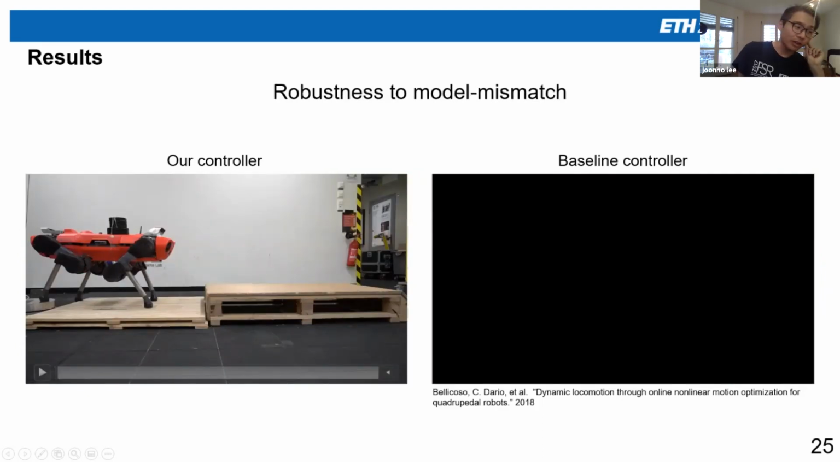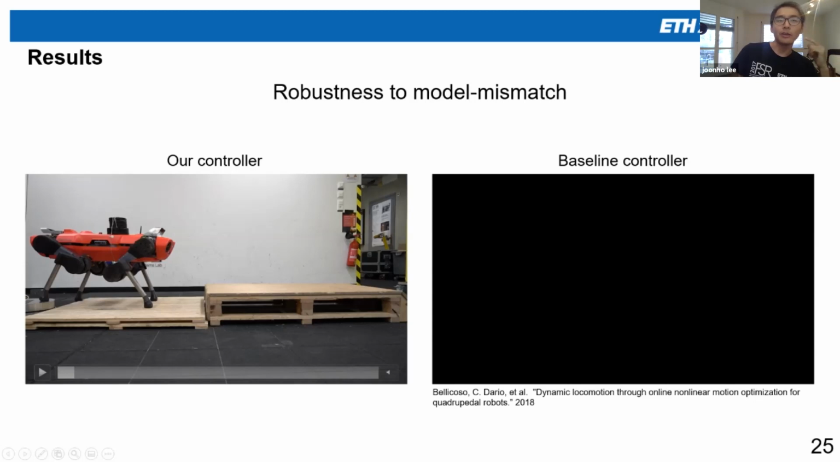And so during the training, we actually don't do the domain randomization, but we apply some random disturbances to the base, like to the body. And this random disturbance is known to the teacher policy. And yeah, the robot is about 40 kilograms.